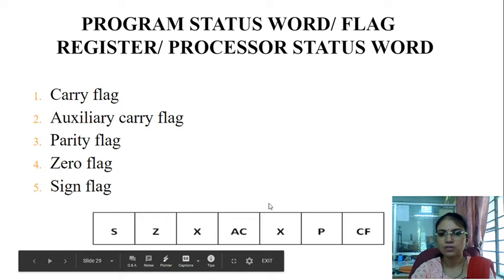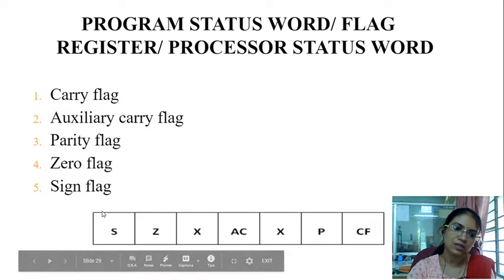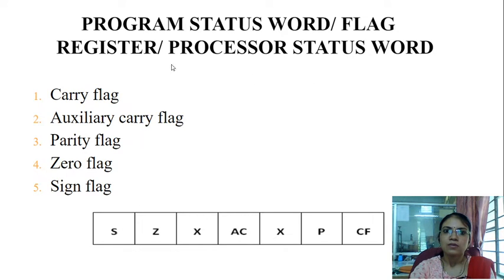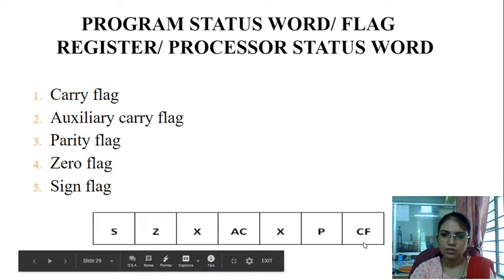This is the 8-bit register, or 8-bit number, we are considering, and in that 8-bit register we are storing 8 bits of information. But 5 flip-flops give the particular status, and hence these are called the program status word, or the processor status word. The first bit is assigned as CF, which stands for carry flag.